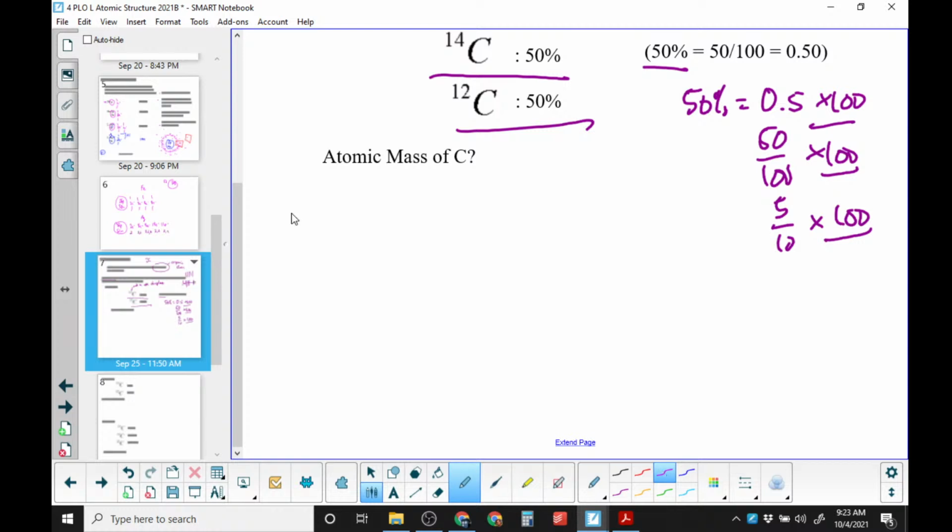9:23. We got a few minutes. So start off this way. We've got carbon-14, so 14 AMUs times our fraction, 50 over 100, or you can just use 0.5 if you do that in your head. And what is 14 times 0.5? 7.